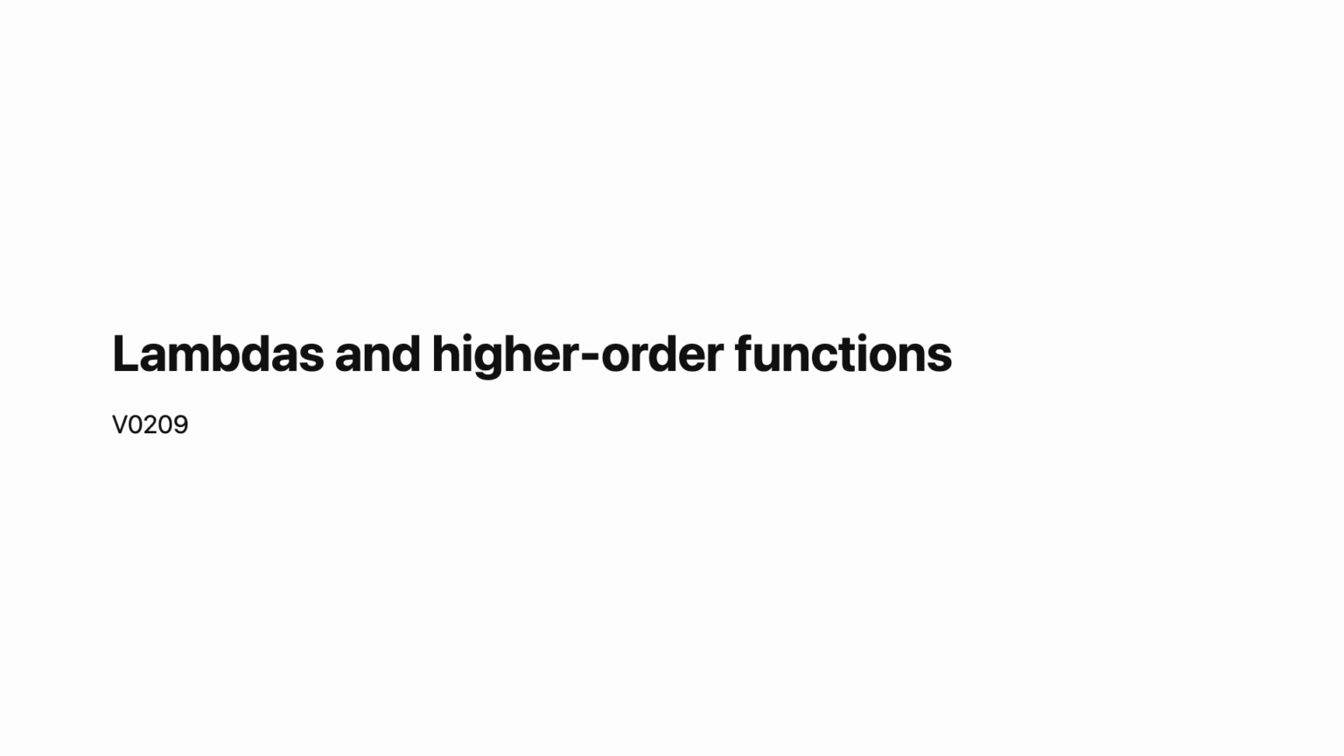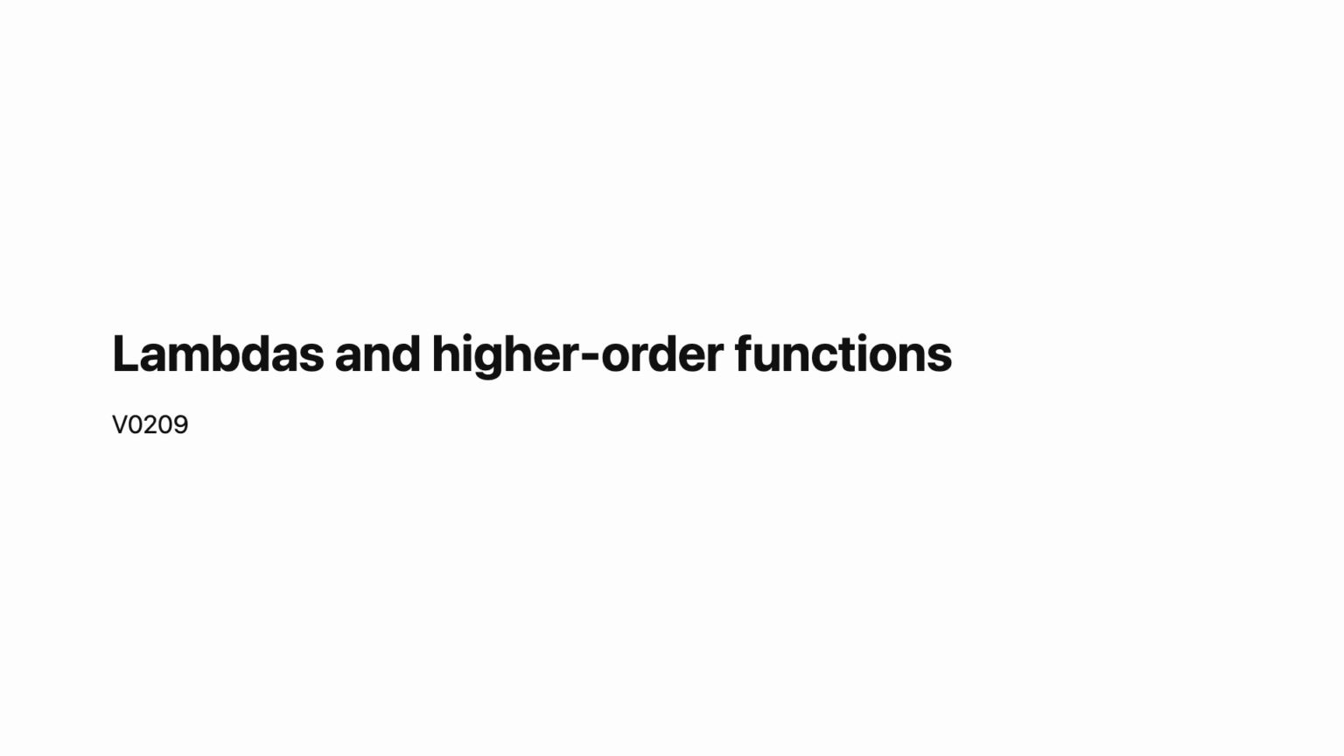In Kotlin, functions can be treated as values. You can store a function in a variable. You can pass a function to another function. You can return a function from a function. This might seem abstract. Why would you do this?